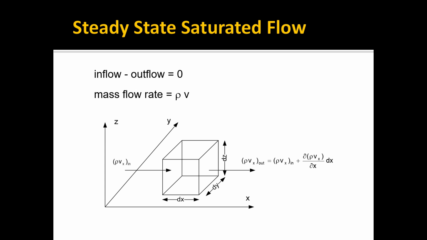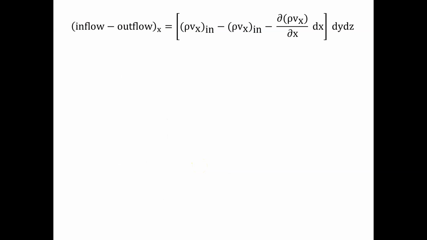So now we're looking at a flux. We're taking the mass flow rate in the x direction, and multiplying it by the area that it's flowing through. Well, that cross-sectional area, if you're going in the x direction, is dy times dz. It's the area of this face right here. And so that's why we're multiplying by dy dz right here.